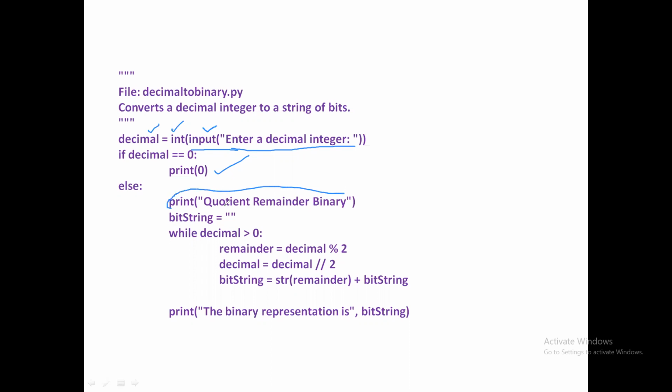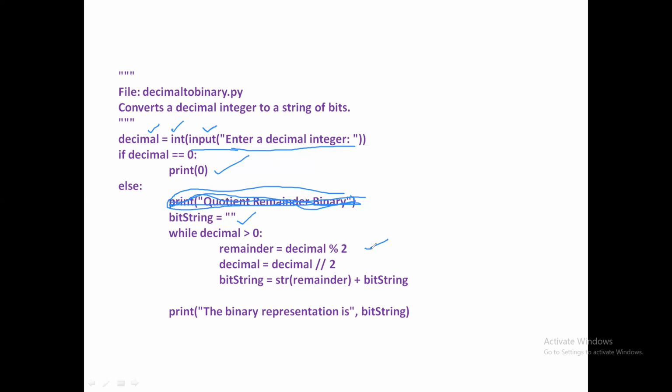There is actually no need to print this. So please strike it off. If you want to print the quotients, remainders, and binary in every iteration, then you print this message. Otherwise, you don't require this. So I'm just striking it off. So bit string is equal to empty at the beginning. Then the condition is while decimal is greater than 0, remainder is equal to decimal percent 2. This will give us the remainder. Try to recollect how I did that in the previous slide, how I converted 57 into the binary number.